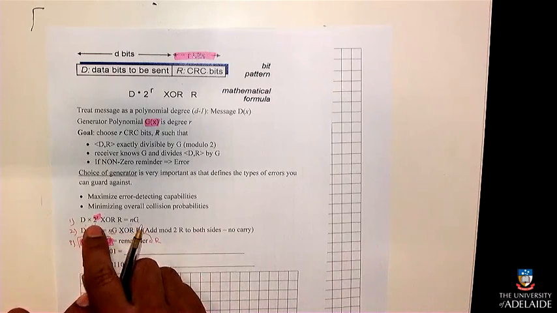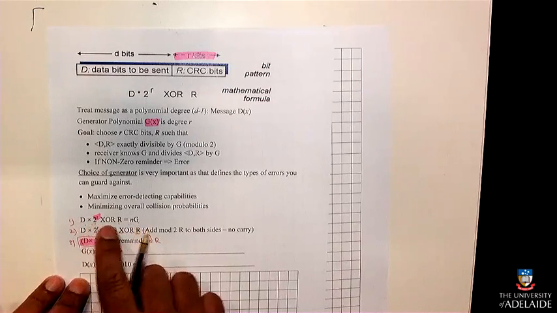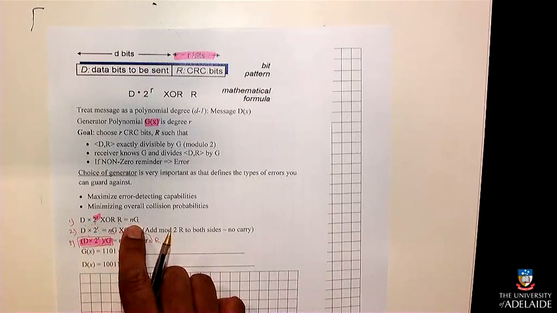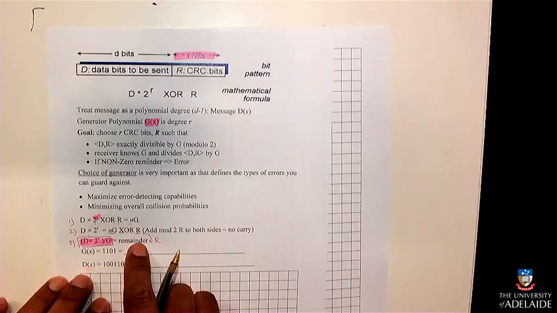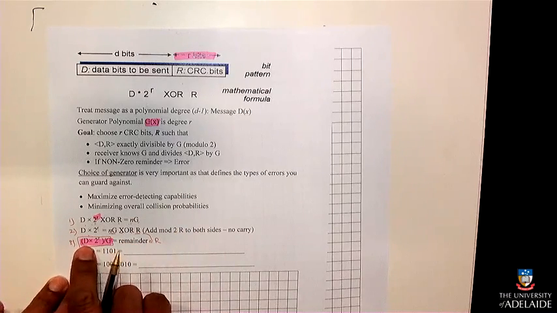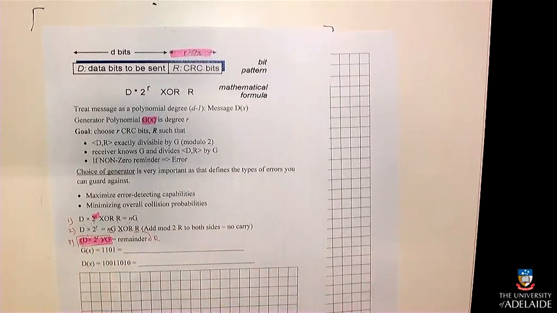You bit shift by r bits because we want to correct burst lengths of r bits. And that result should be divisible by some factor of g, which we haven't talked about yet. And then to find what r is, all we have to do is take d shifted by r divided by g. Okay, so that's essentially your CRC calculation operation.